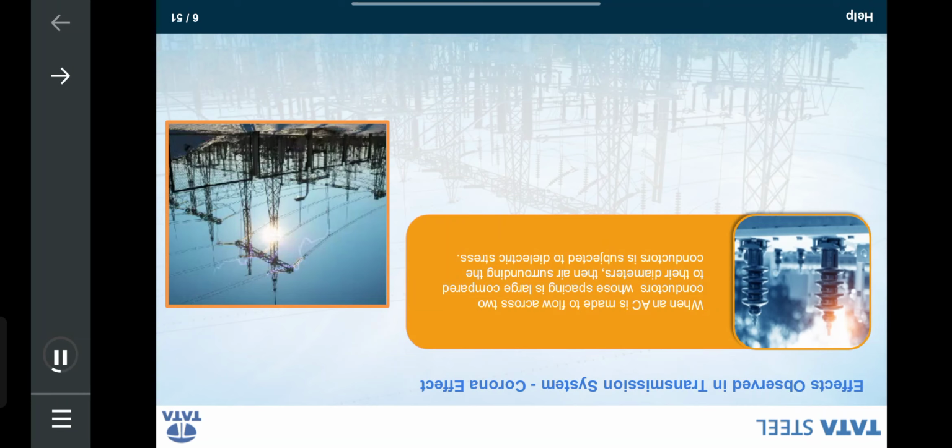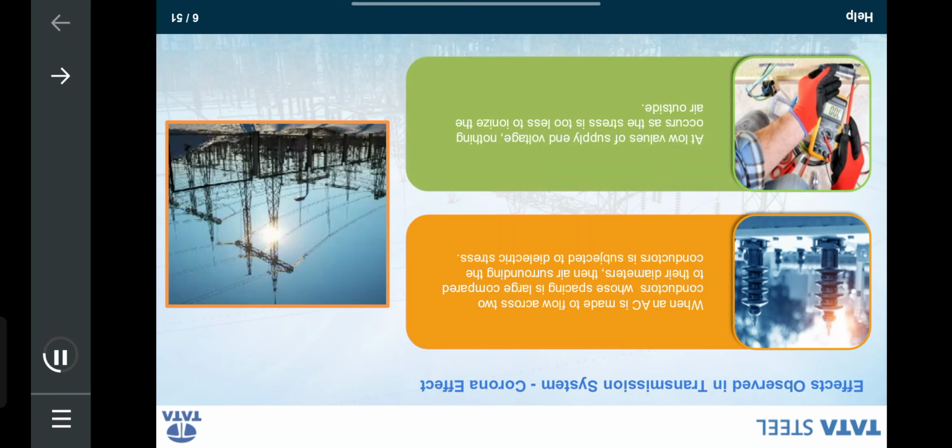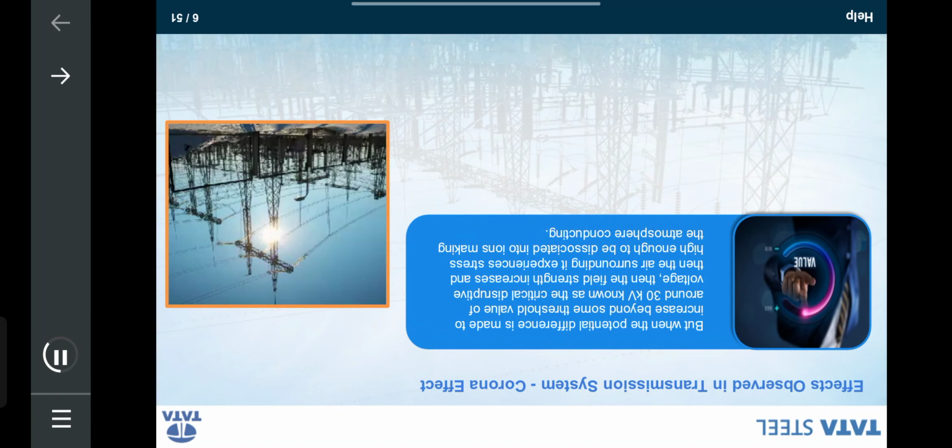When an alternating current is made to flow across two conductors of the transmission line whose spacing is large compared to their diameters, then the air surrounding the conductors, composed of ions, is subjected to dielectric stress. At low values of supply voltage, nothing occurs as the stress is too little to ionize the air outside. But when the potential difference is increased beyond some threshold value of around 30 kV, known as the critical disruptive voltage, then the field strength increases and the air surrounding it experiences stress high enough to be dissociated into ions, making the atmosphere conducting.